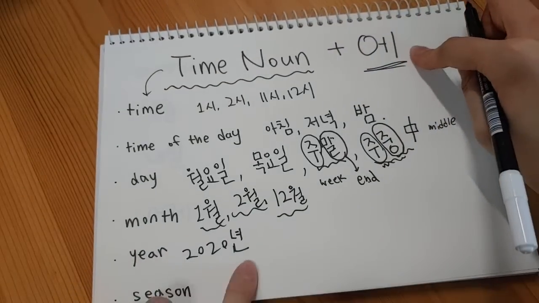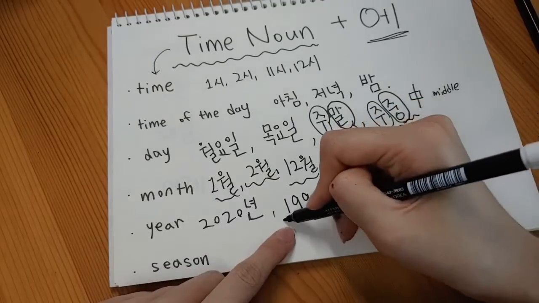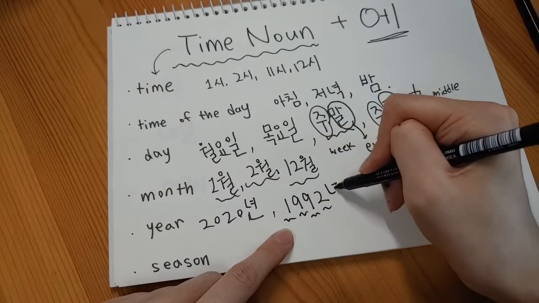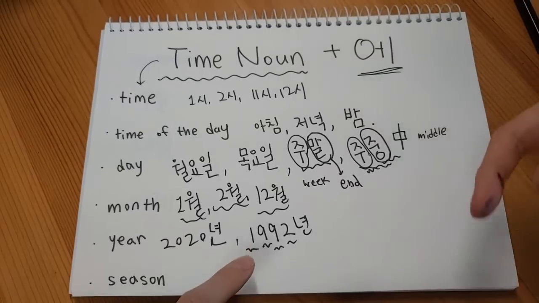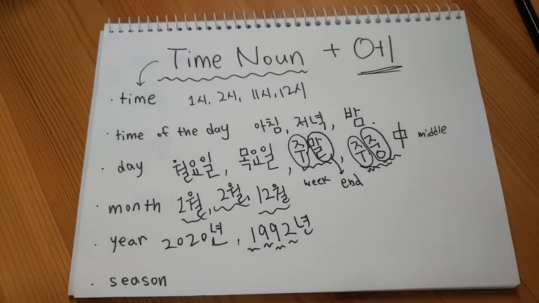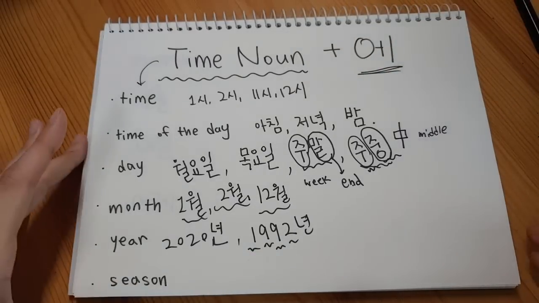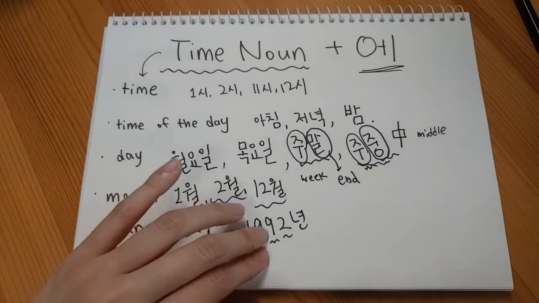2020년에, in the year 2020, or 1992, 1992년에, 저는 1992년에 태어났어요. 저는 1992년에 태어났어요. What I just said means I was born in 1992.